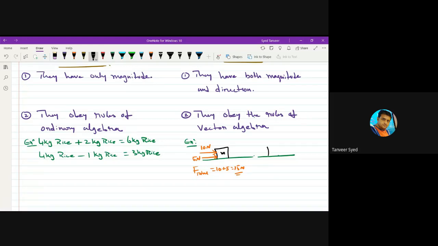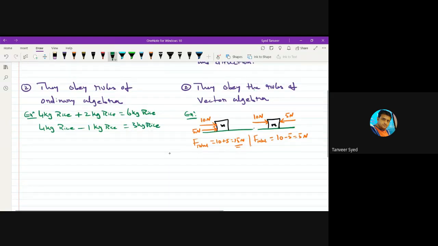If I slightly change the situation, same body, 10 Newton force is acting in this direction, but the other 5 Newton force is acting in this direction. Now, the total force acting, or resultant force or net force, on this body is not 10 plus 5, but it is 10 minus 5, which is 5 Newton. Because it is in the opposite direction, I have to subtract it.